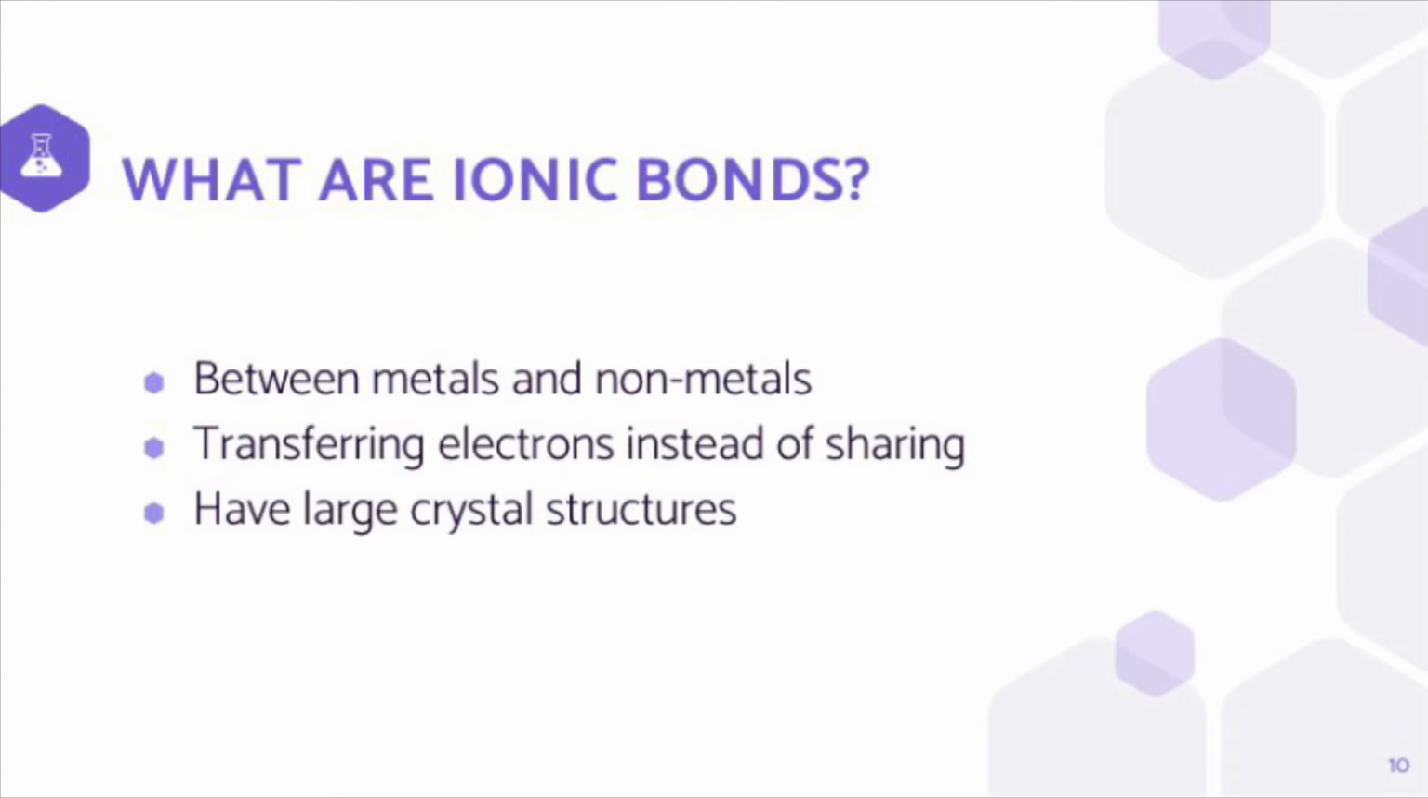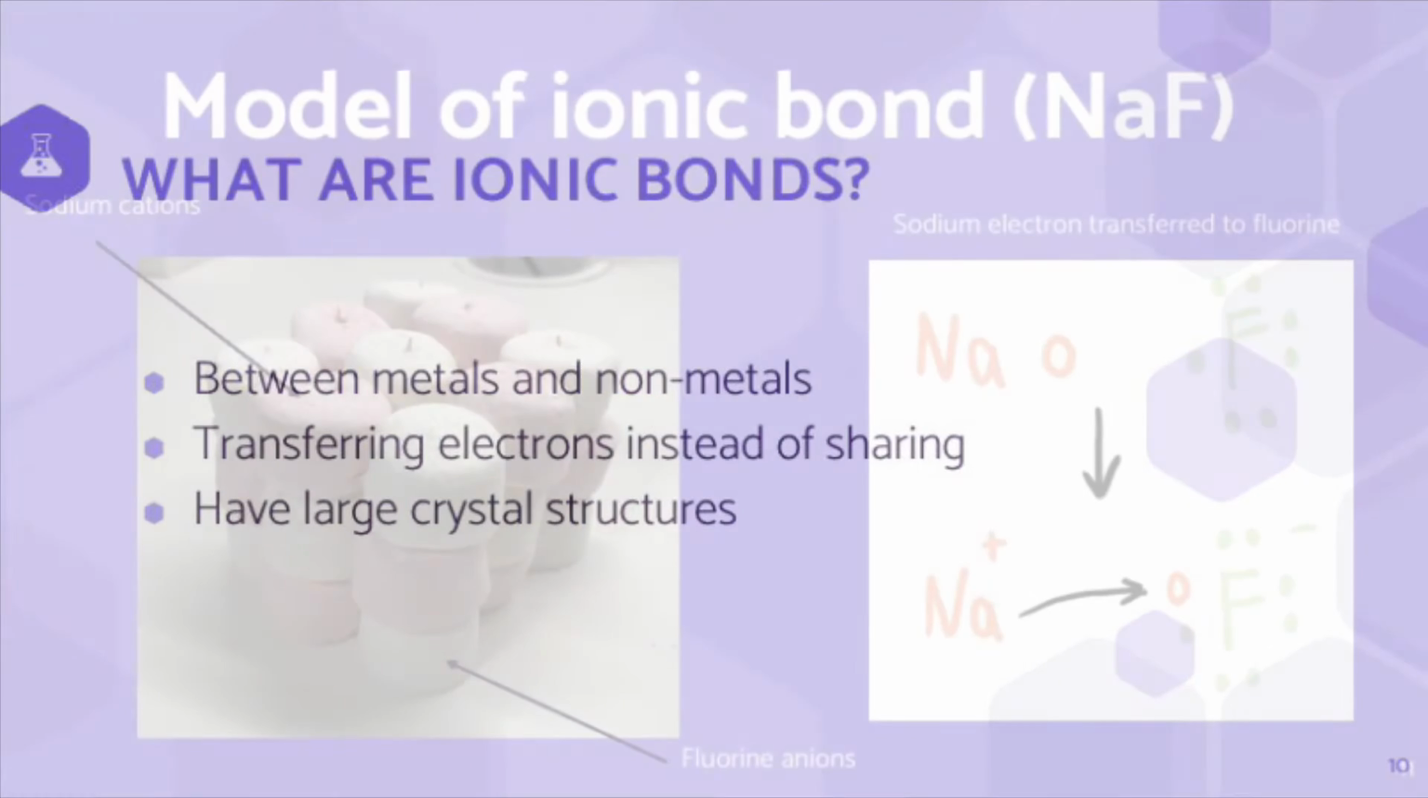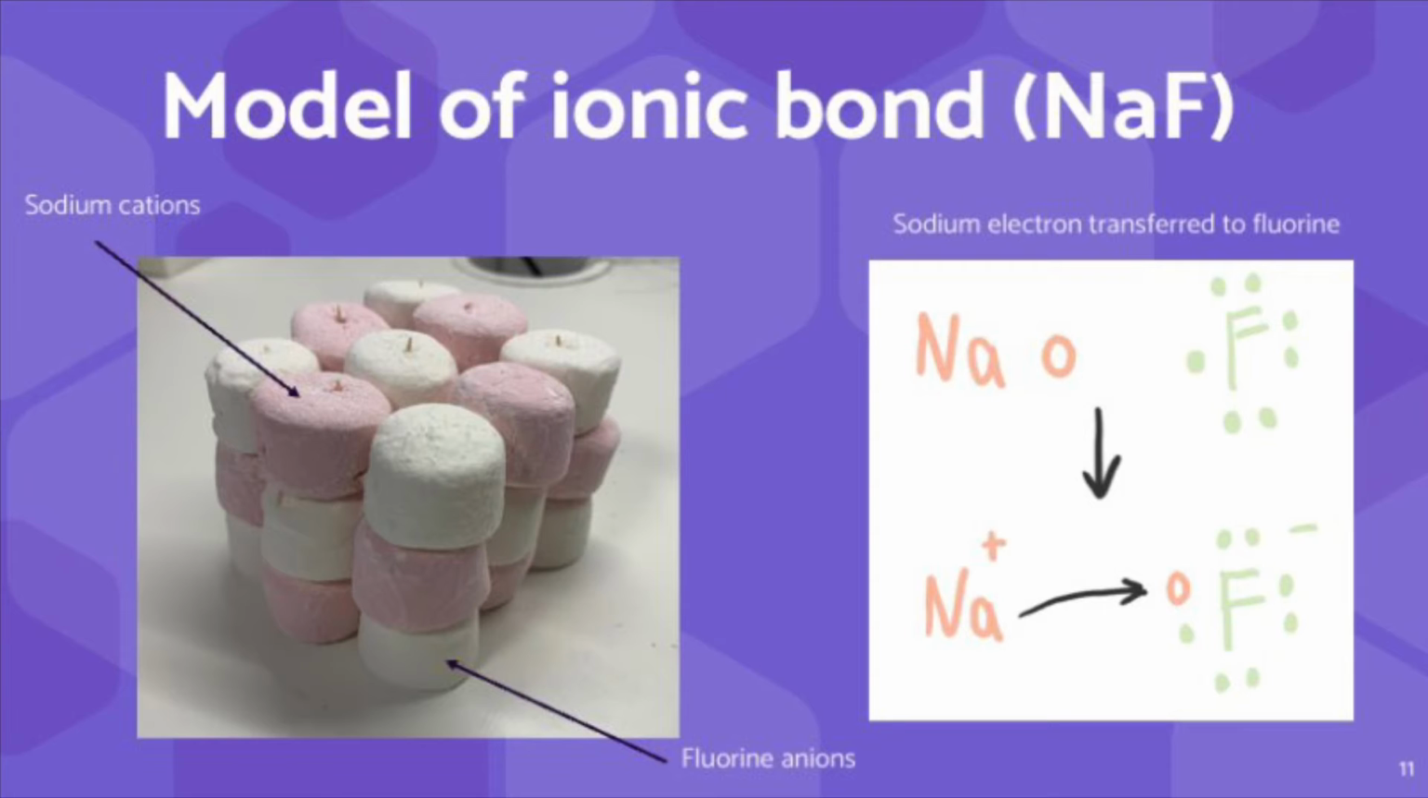Ionic bonds occur between metals and nonmetals and form by transferring electrons to each other. Ionic bonds tend to have larger crystal structures in solids instead of discrete molecules like in covalent bonds. This is because of the opposing electrical charges, which cause the ions to bond very tightly together. Here we have sodium fluoride, which is represented by sodium cations and fluoride anions. The atoms transfer their electrons instead of sharing them, which is shown by the drawn diagram.